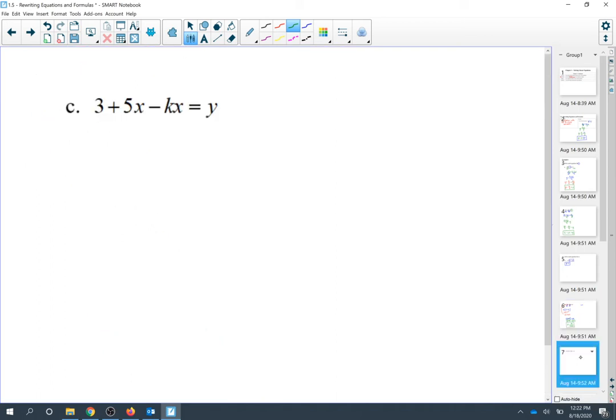Letter C. Once again, we're going to solve for x. Now, I'm looking at this and I'm going, okay, I have an x here and I have an x here. Is there anybody over here that does not have an x? Well, that's 3. Because he doesn't have an x, we've got to get him to the other side. We're just going to leave the people with x's over here. So minus 3, minus 3. That's going to leave me with 5x minus kx equals y minus 3.